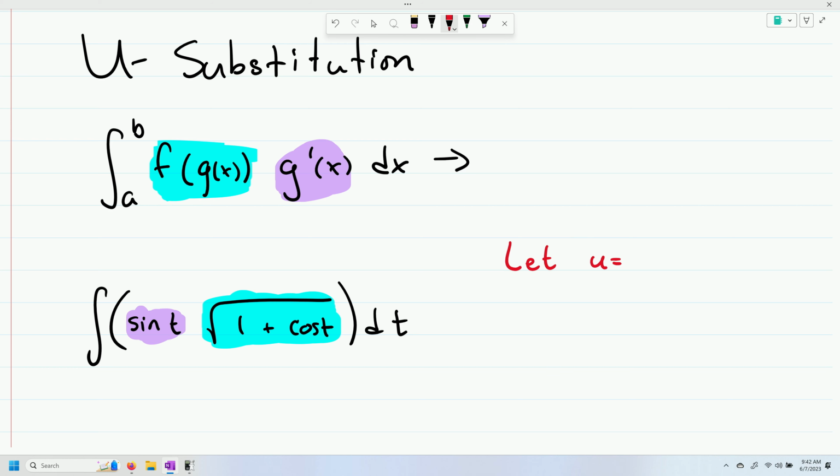u equal something. So you let u equal the inside composite function. That's going to be 1 plus the cosine of t. Then you take the derivative of that. So we kind of use an abbreviated notation. We're going to say du equals, and all you do is take the derivative of the inside composite function. Remember, everyone, I'm going to use green right here. This right here is the inside composite function.